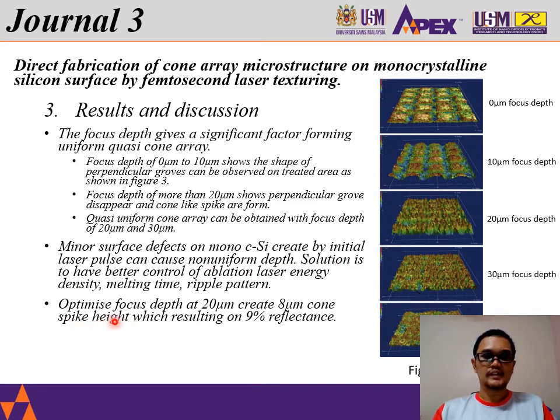Next point is optimize focus depth. Based on this study, it has shown that a 20 micron focus depth creates 8 micron cone spike height, which results in the best performance in terms of lower reflectance at 9%.